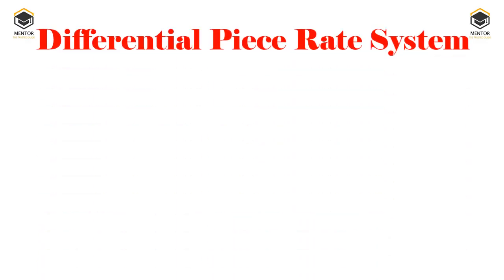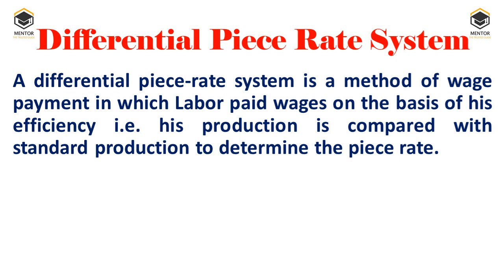So what is the differential piece rate system? A differential piece rate system is a method of wage payment in which labor is paid wages on the basis of its efficiency. In the sense, whoever produces more units or more goods will be given more wage, and whoever produces less will be given less wage when compared to the standard production. We compare the actual production with the standard production. Whoever exceeds the standard will be given more wage, and whoever is unable to exceed the standard will be given less wage.